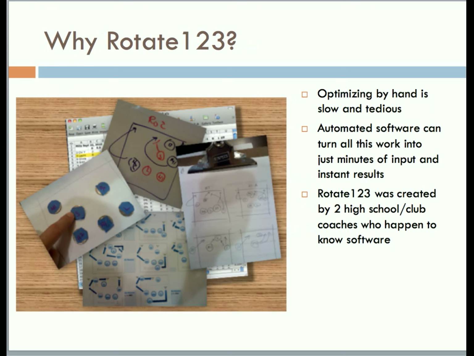Why rotate 1, 2, 3? Well, because optimizing by hand is slow and tedious. As you can see in the picture, using pencil and paper, whiteboards, and coins and such is really hard to do. Fortunately, my partner and I are both software folks, and we decided to put together this software to help us.